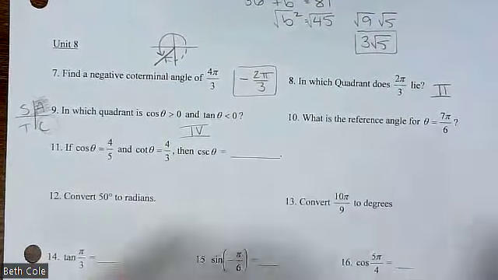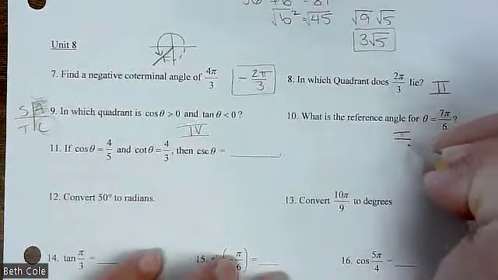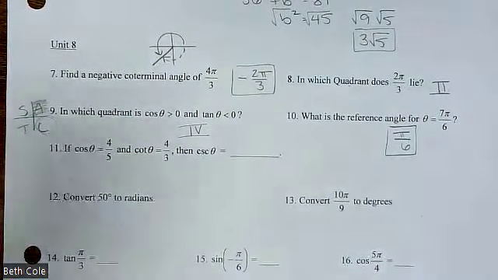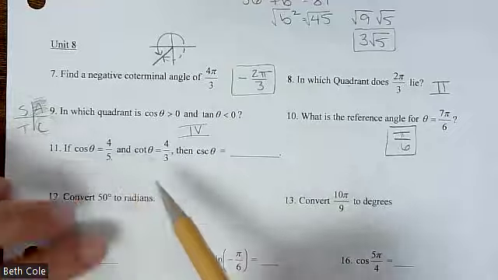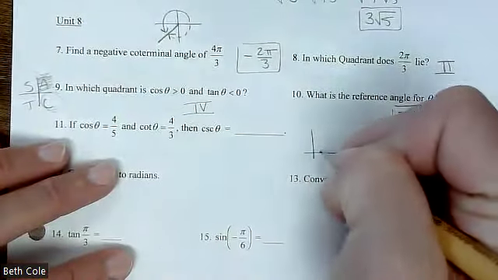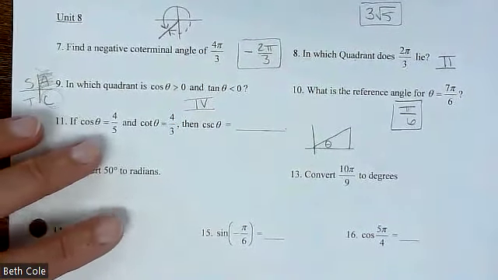All right, reference angle is either pi over 3, pi over 4, or pi over 6. So what is this one? Yeah, the denominator just matches. So pi over 6. All right, here we are going to need to draw a triangle. Both of these are positive, so that means it's going to be in quadrant 1. So triangle in quadrant 1.